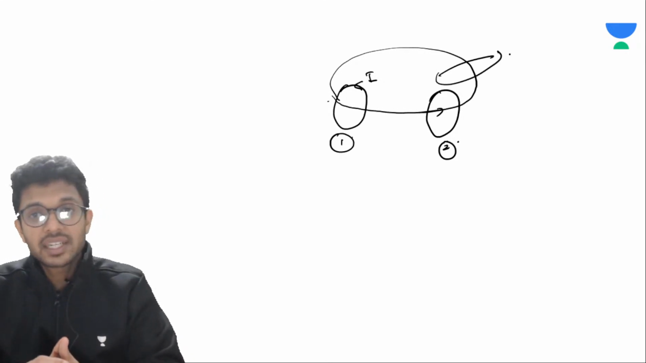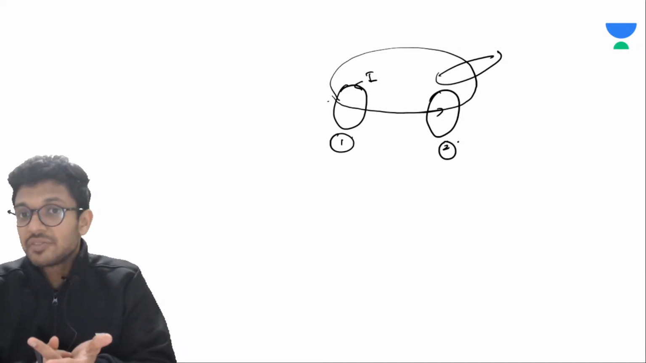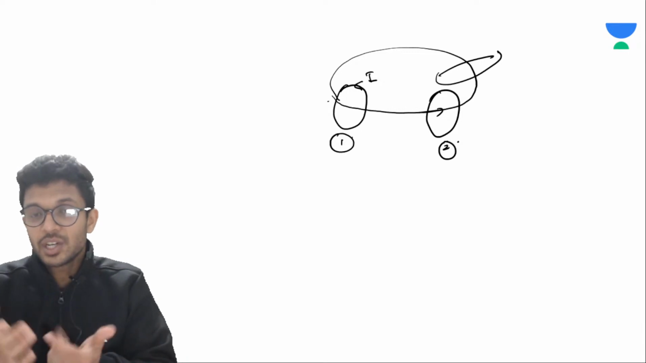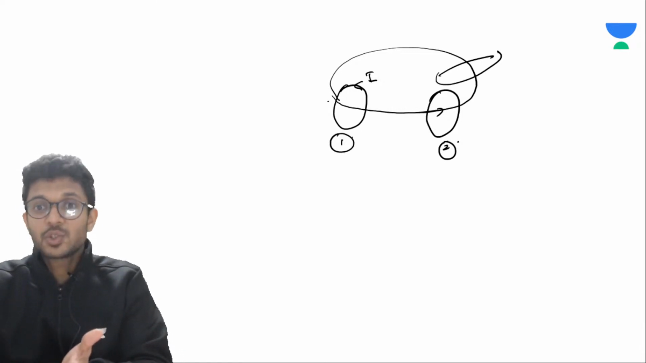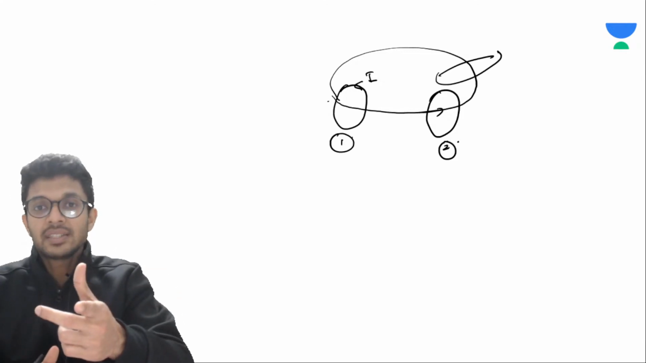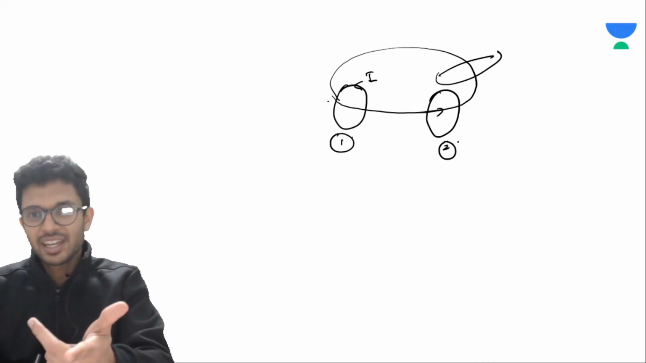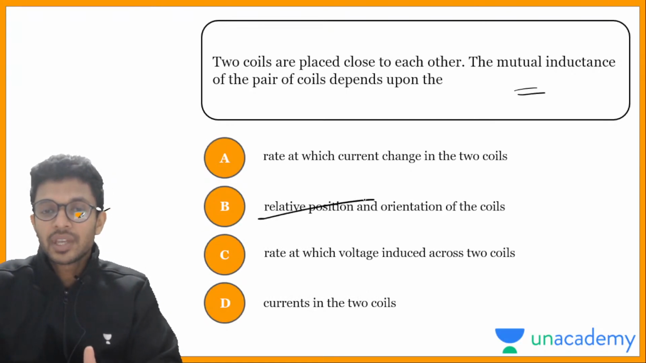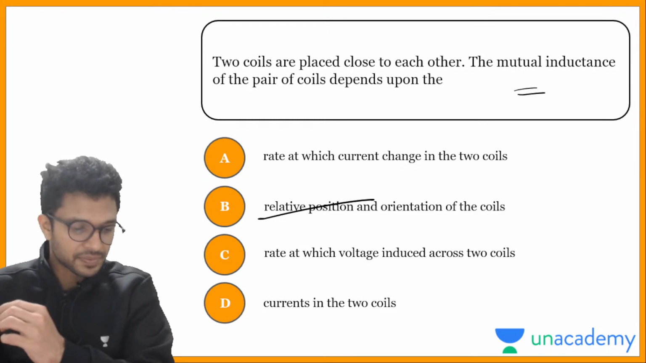Will the same amount of field lines pass through? No. If a different number of field lines pass through, won't it have a different mutual inductance? Because mutual inductance talks about the number of magnetic field lines passing through a coil, which is produced by the adjacent one. So if the orientation is changed, the field lines passing through it will also change. So the mutual inductance totally depends upon the relative position and orientation of the coils.